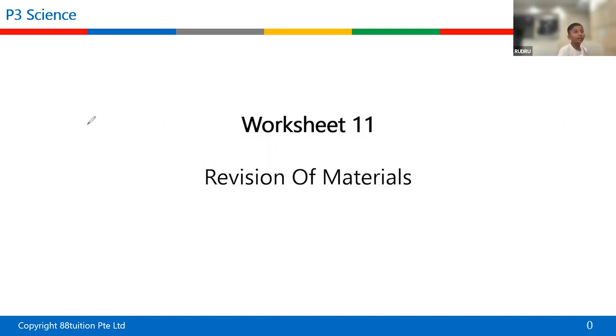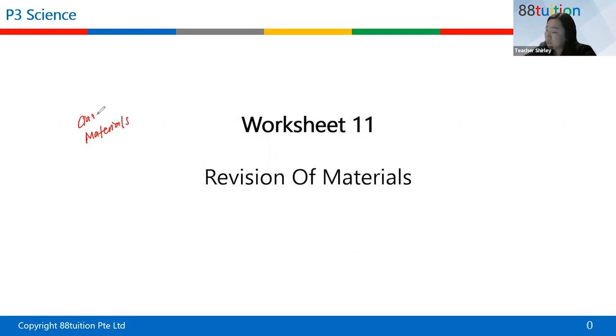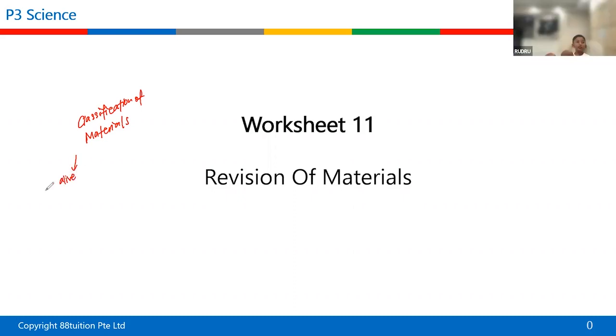Materials can be once alive and also not alive. So basically, we are talking about classification, right? How do we classify materials? So one way is once alive versus never alive. Very good. Okay. How else can we classify materials?